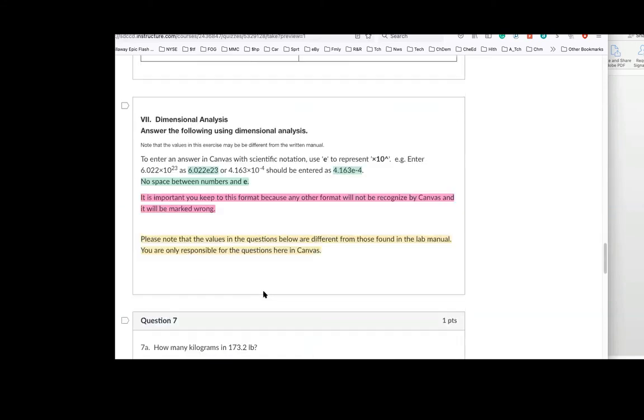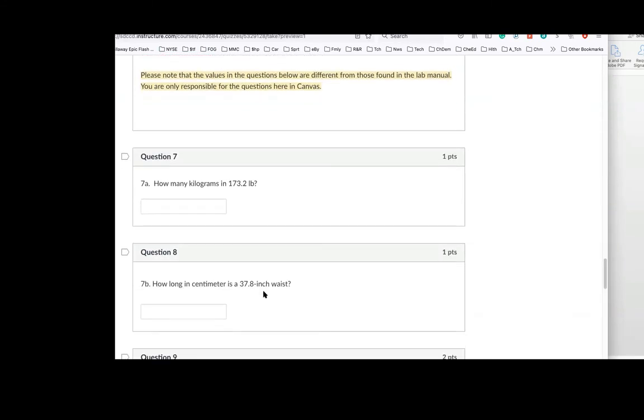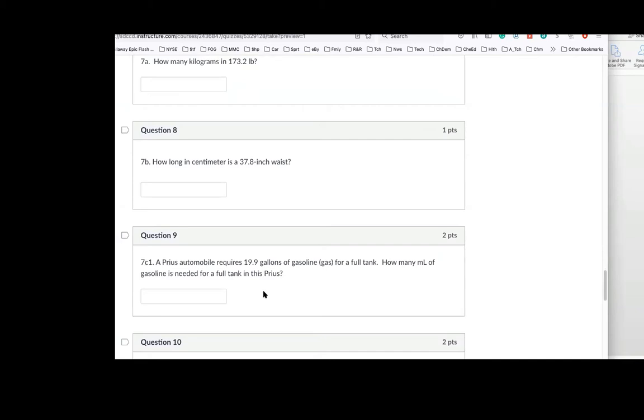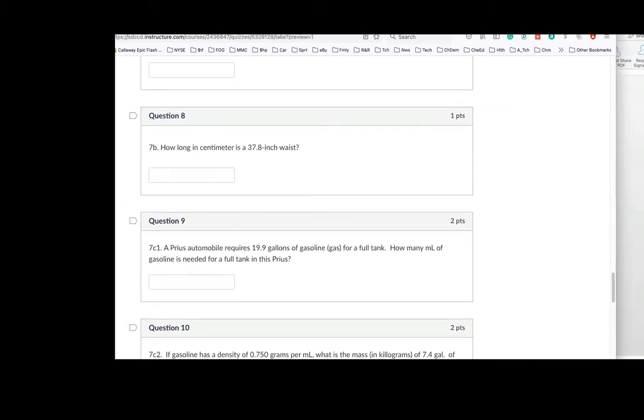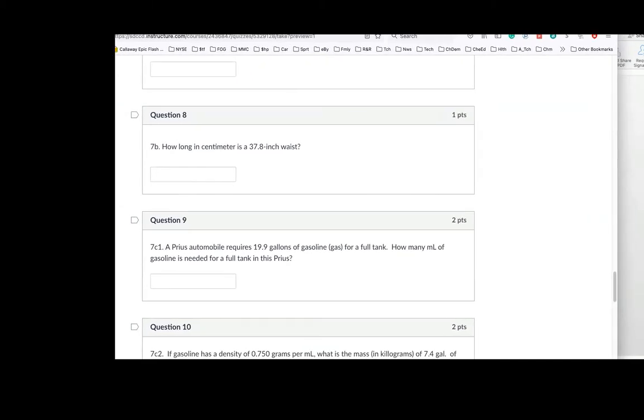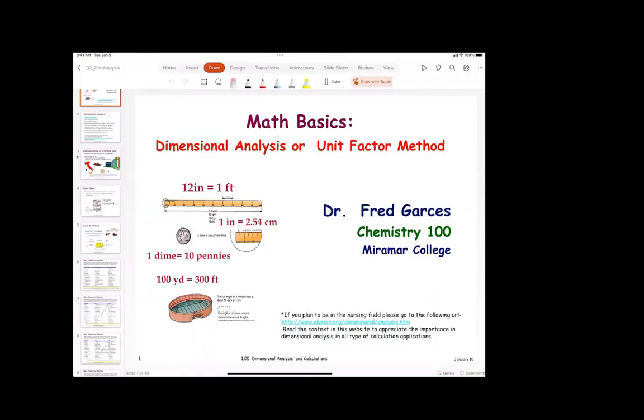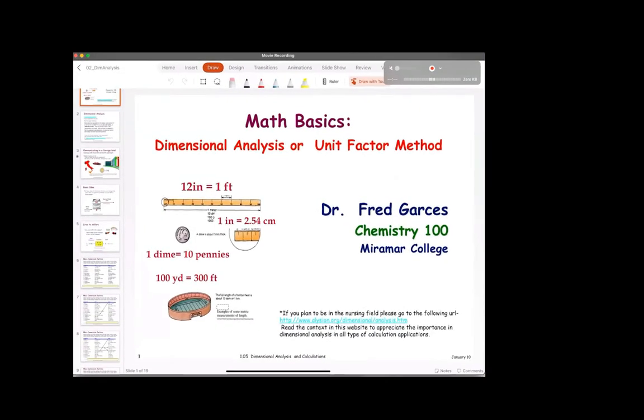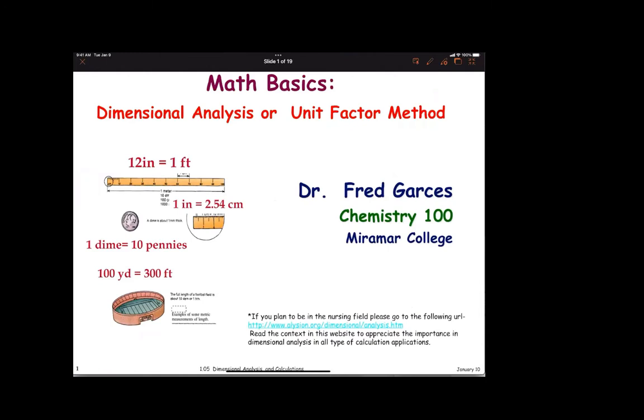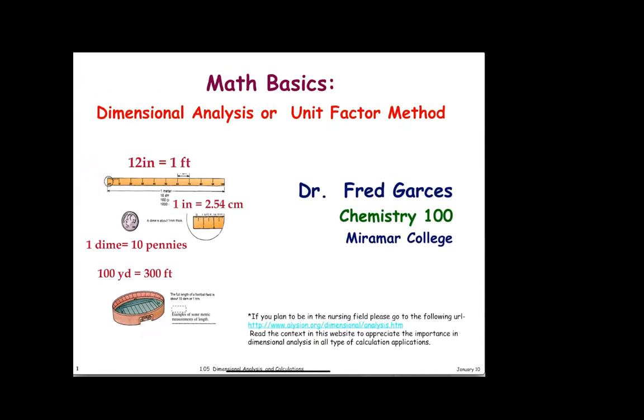So let's take a look at this right here in terms of dimensional analysis, because like I said, if you're going to learn anything in this course, you want to learn the technique of dimensional analysis. It'll pay dividends when we get into stoichiometry. Okay, so dimensional analysis, also known as the unit factor method. In this particular case, we're going to learn how to use this technique to solve a whole host of problems.